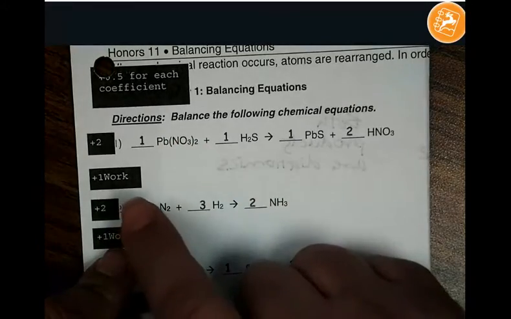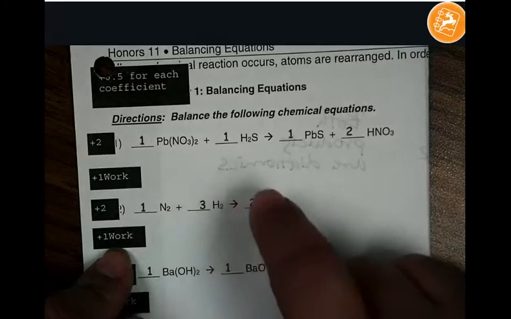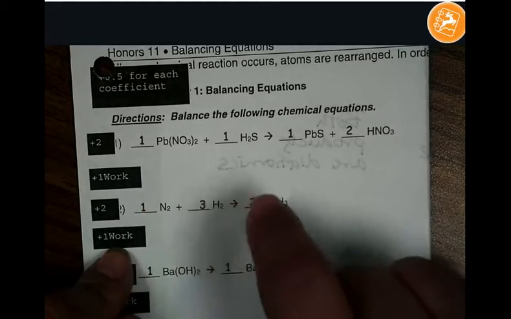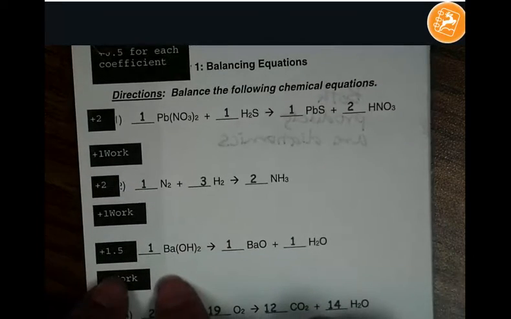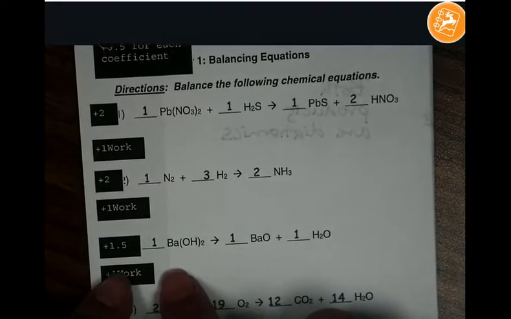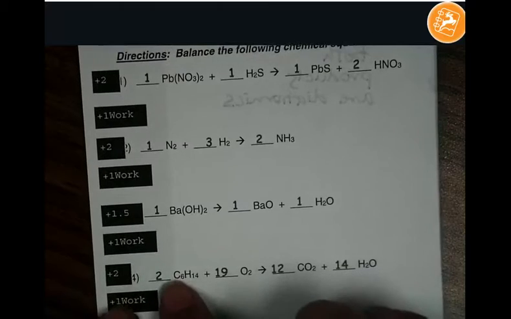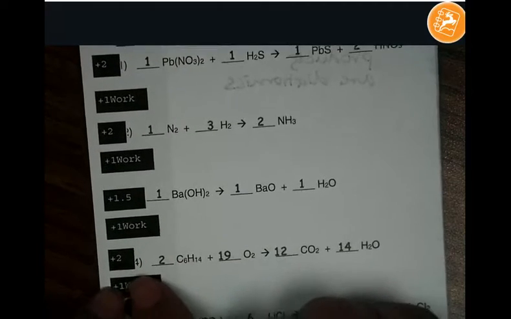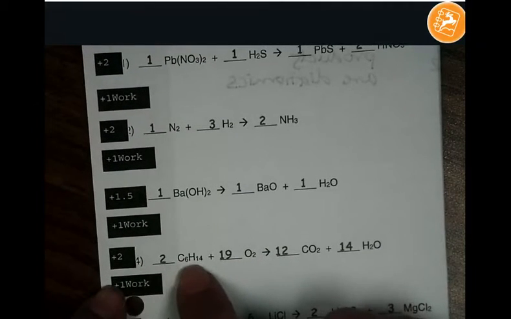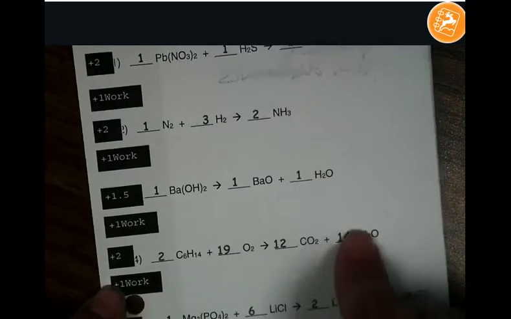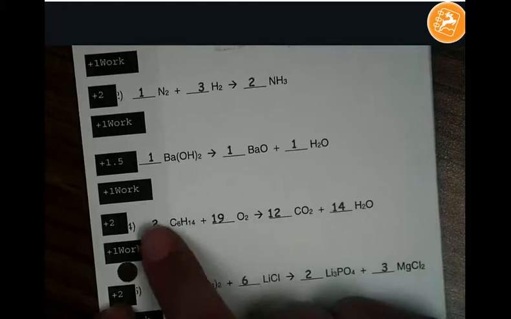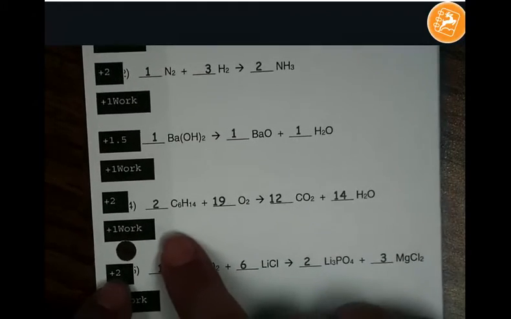Number 2, 1, 3, arrow, 2. Once again, these are worth half a point each. Atom inventory worth 1 point. Number 3 is already balanced, so 1, arrow, 1, 1. Work is worth 1 point. Number 4 has a hydrocarbon that has an even number of carbons. 2, 19, 12, 14. Half point for each coefficient, 1 point for the atom inventory.